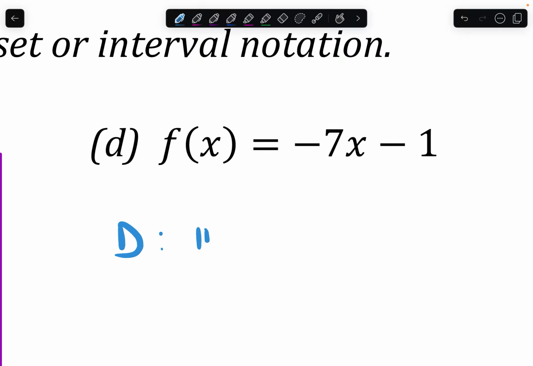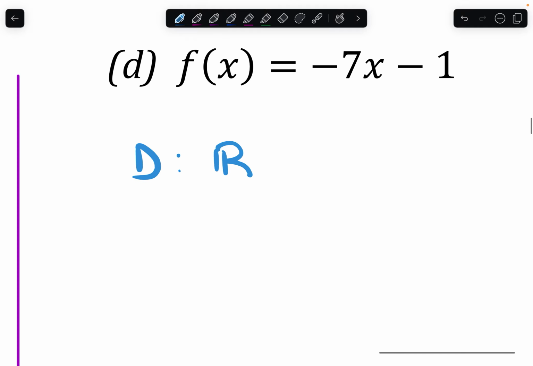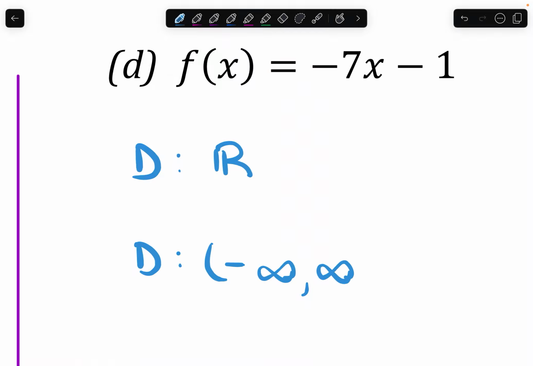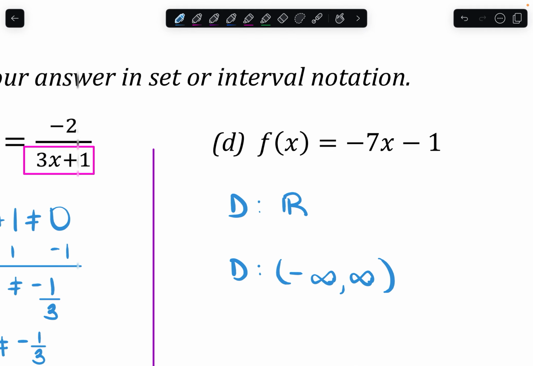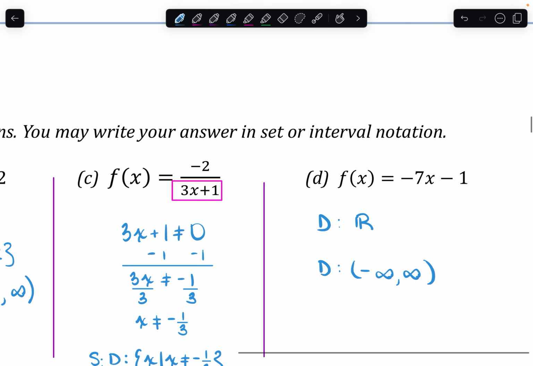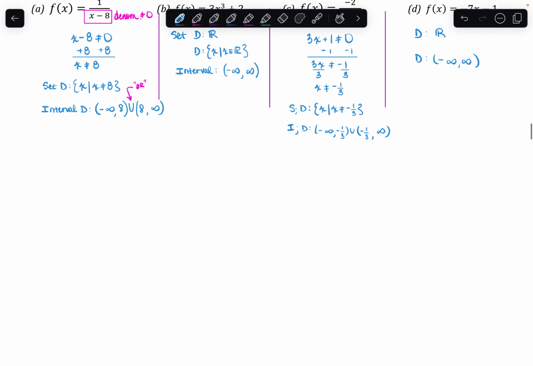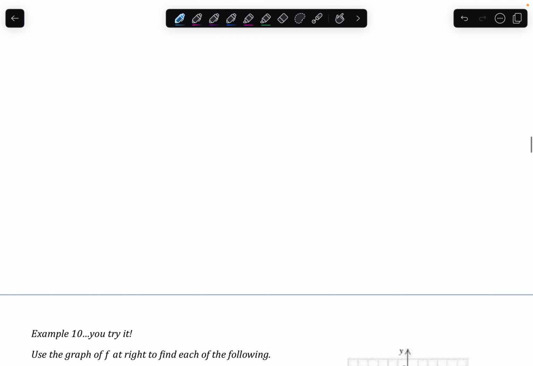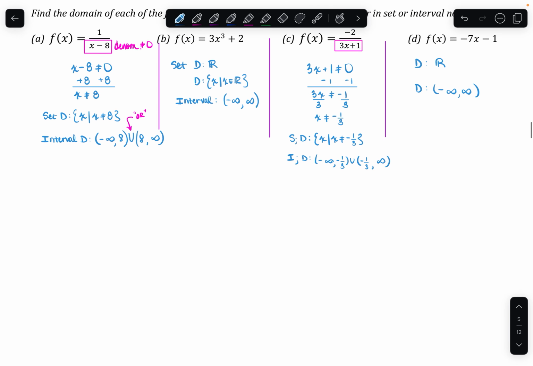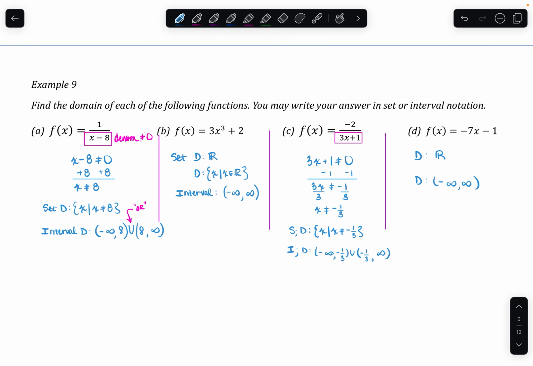So domain, double bar R, or if you want to write the set of all real numbers, perfectly fine, or the interval, negative to positive infinity, always with parentheses on your infinities. If you do brackets, they are wrong, so be careful with that. You cannot include the symbol. So parentheses always. All right. Done. The rest are you try it. So if you want to try those and check them with the completed notes, feel free to do so.